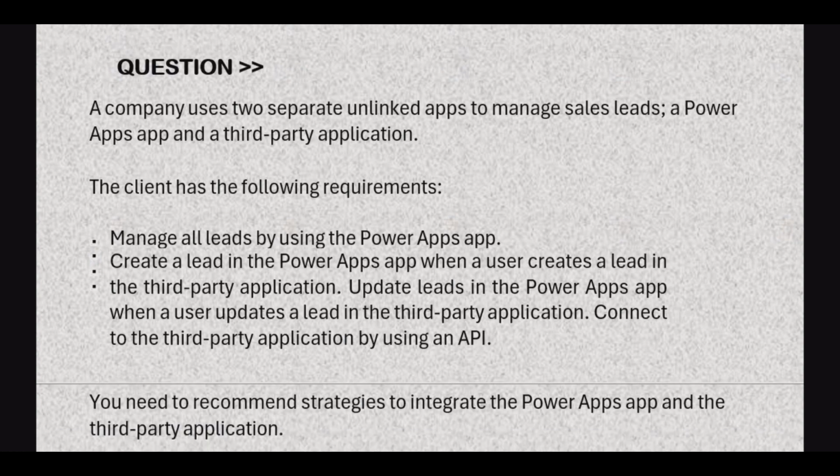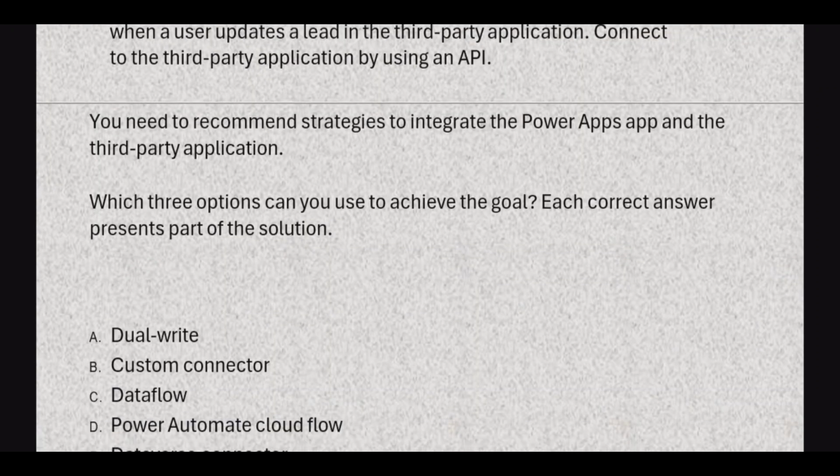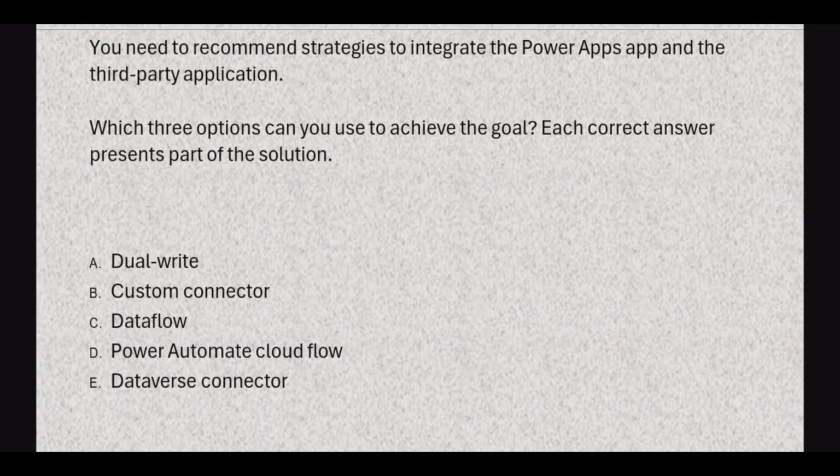You need to recommend strategies to integrate the Power Apps app and the third-party application. Which three options can you use to achieve the goal? Each correct answer presents the part of the solution. The options are option A, dual write, option B, custom connector, option C, data flow, option D, Power Automate Cloud Flow, option E, Dataverse connector. The correct answers are options A, D, and E.